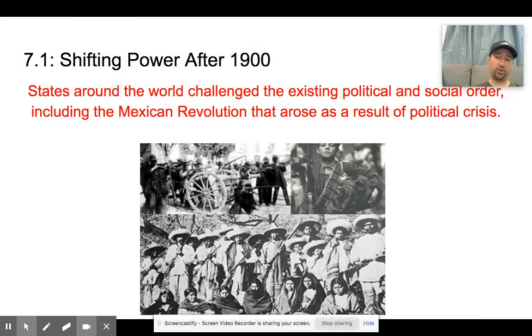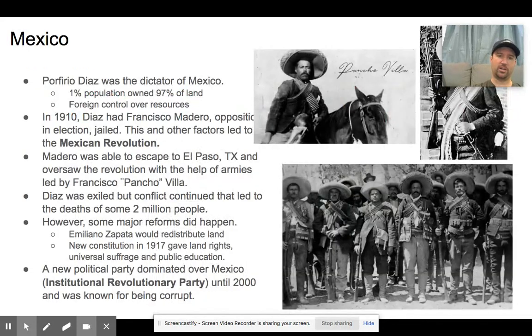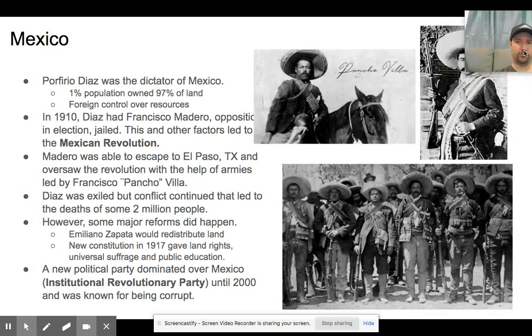All right, so enough of the land-based empires. One of the other things that is part of this unit is what happens in Mexico. States around the world challenge existing political and social orders, including the Mexican Revolution that arose as a result of a political crisis. So we're going to focus on Mexico. There are other challenges, but we're going to focus on Mexico just for today. I am right in the way of Emiliano Zapata. Okay.